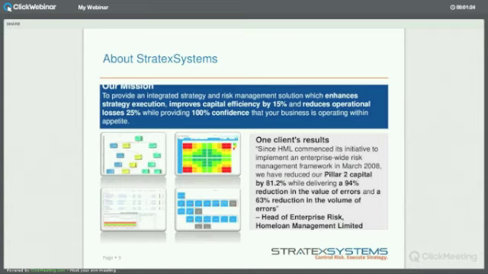And you'll see there we've got nice pretty dashboards in the solution, and also some nice results there from one of our early clients about the benefits they've got from deploying our solution over a 2 to 3 year period.